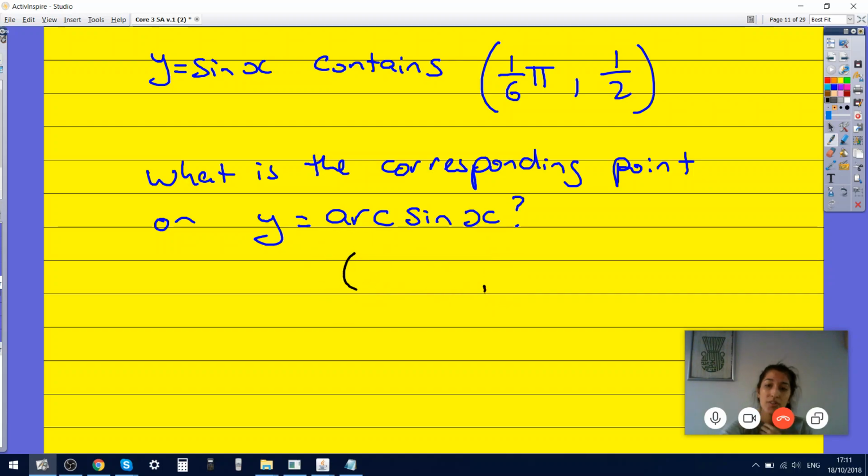Oh, is that a coordinate? Oh, it's a coordinate. Okay. So the x coordinate is the y coordinate. So if the x coordinate was 1 over 6 pi, oh wait, hang on. You just swap them around? Yep. So a half, 1 over 6 pi? Yep. That's all there is to it.